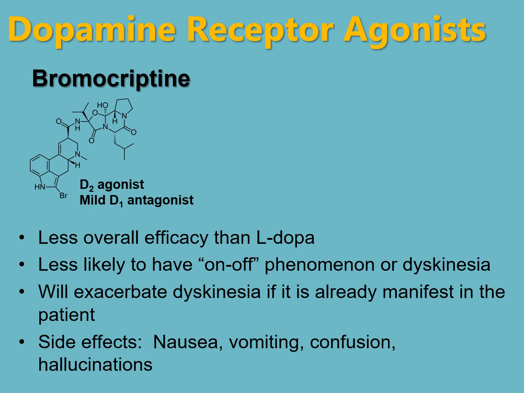It's not as effective. We would use it in place of L-DOPA if for whatever reason the patient is fully resistant. They won't get the on-off phenomenon. So if you have issues with on-off, you may be able to go to bromocriptine, but there is the potential for exacerbating symptoms because again, you're stimulating the dopamine pathway. So if they already have dyskinesias, it may make them worse. So it's not exactly a replacement. In any case, the side effects: nausea, vomiting, confusion. So GI and neurologic side effects.